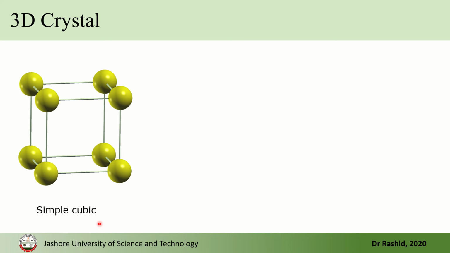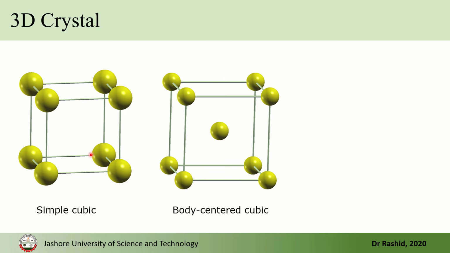In the 3D system, the simplest one is the simple cubic. That is, all the sides are of the same length, and in every corner of the cube, there is an atom. The arrangement can also be like this one. This is the same as the simple cubic, but at the center of this structure, there is another atom. That's why we call it body-centered cube. That is, at the center of the body, there is another atom.